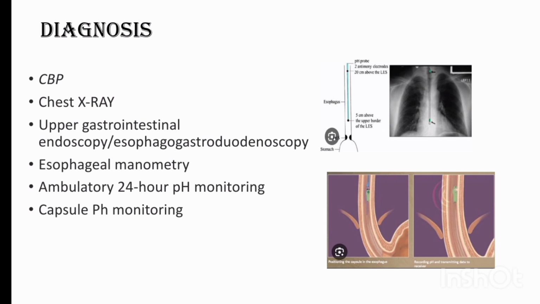Ambulatory 24-hour pH monitoring and capsule pH monitoring. A probe is placed in the esophagus at a distance of 5 mm away from the lower esophageal sphincter. The probe will monitor the pH changes in the stomach and esophagus. Ambulatory 24-hour pH monitoring is also associated with risk factors for managing, so it is not widely used. So we are using capsule pH monitoring. In capsule pH monitoring, we place a capsule in the esophagus which will monitor the pH changes in the stomach and esophagus for 48 hours.